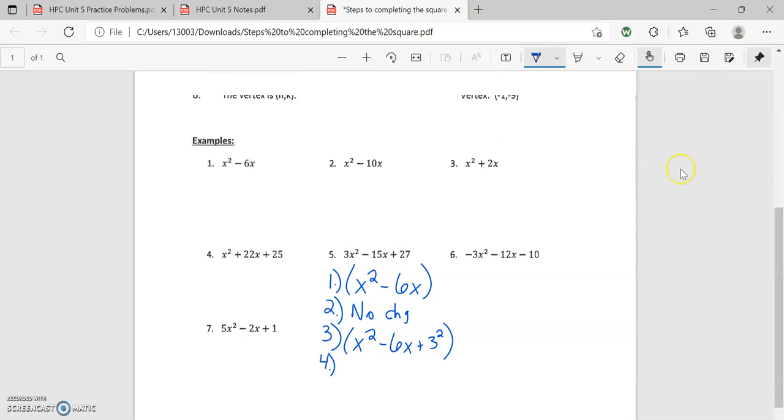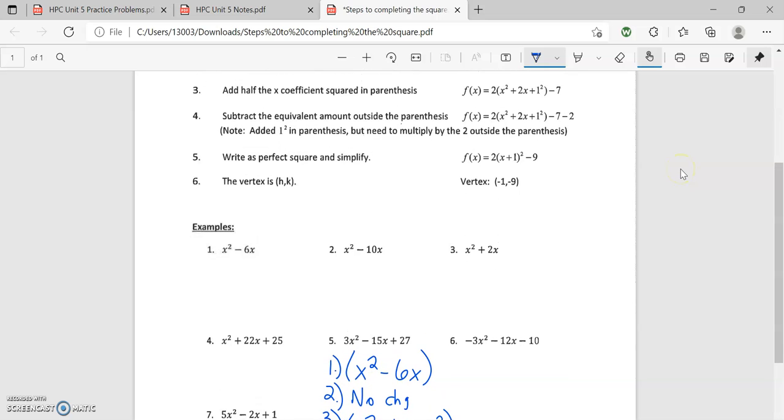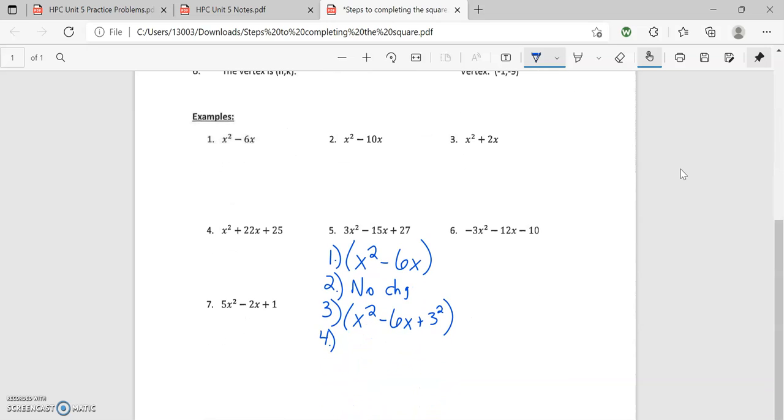Alright, step 4, what do we have? Step 4, now we go ahead and subtract the equivalent amount outside of the parentheses. So we have x squared minus 6x, and looks good. Okay, step 5.